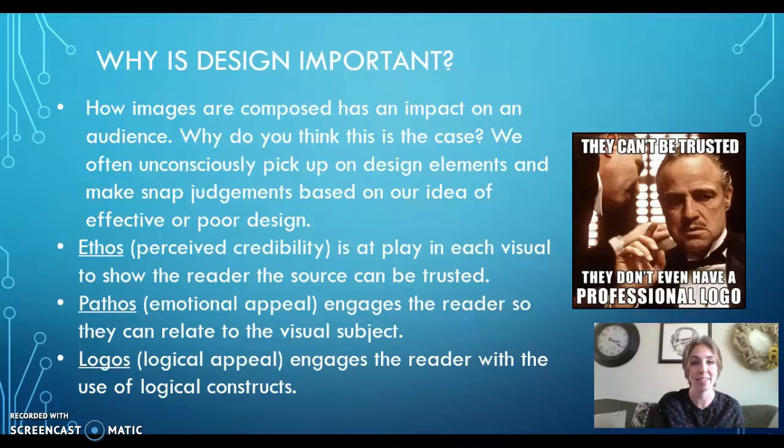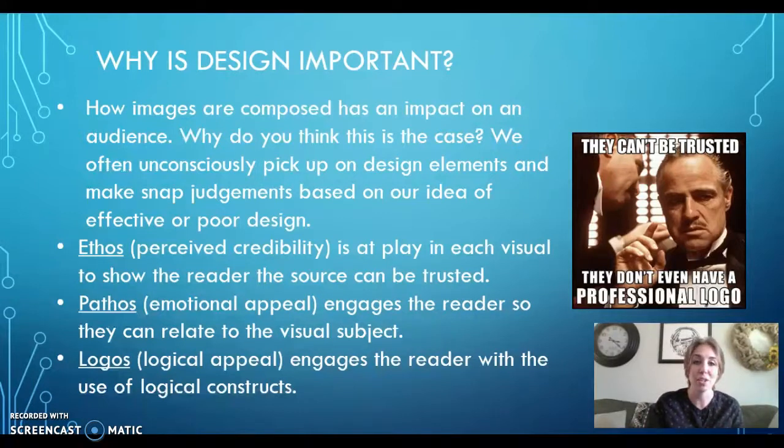And so Aristotle, a very brilliant man, said that there are 3 elements of rhetoric we need to pay attention to when we're trying to convince an audience of something or communicate a message. The first of those 3 appeals, which he called them, was ethos, so the perceived credibility of the speaker. This is at play in each visual to show the reader that a source can be trusted. We have to be able to see that the source is credible and worth our time.